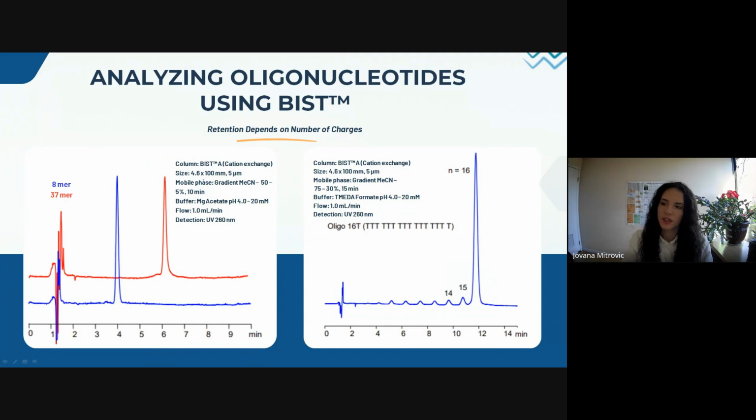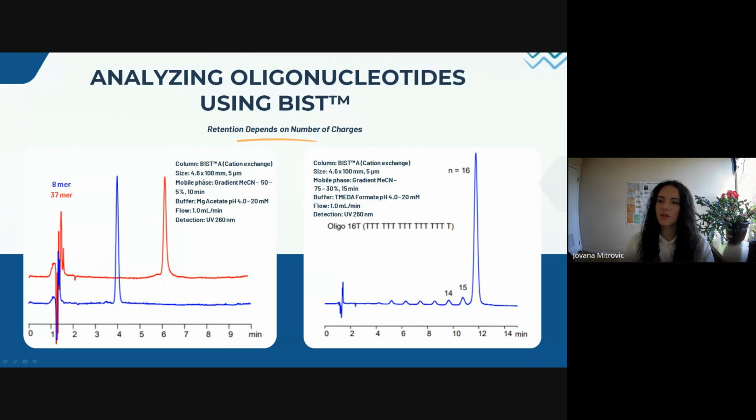So let's see how this works in practice. First, the retention is based on the number of charges. In this example, on the left, we analyzed oligonucleotides 8-mer and 37-mer using a cation exchange column, or BIST, with magnesium acetate buffer at pH 4. As you can see, retention increases with the number of charges. In other words, the longer the sequence, the stronger the interaction through the ionic bridge. And the retention is primarily controlled by the gradient of higher organic content to lower.